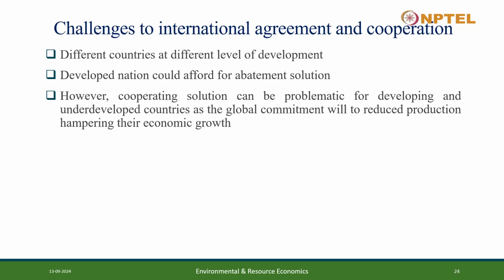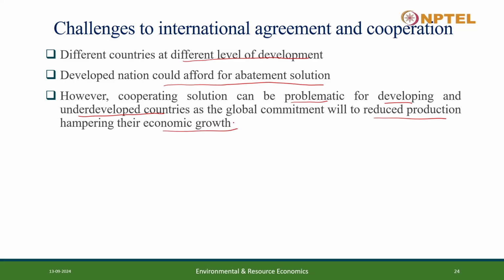Now from here we say, let's say that India, Nepal, and many other countries are underdeveloped or developing. Different countries have different levels of development. Though a developed country could afford the abatement solution, many times a cooperating solution can be problematic for developing and underdeveloped countries, because this will reduce production, hampering their economic growth.